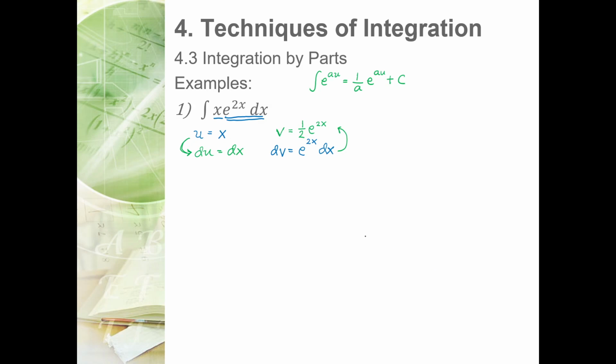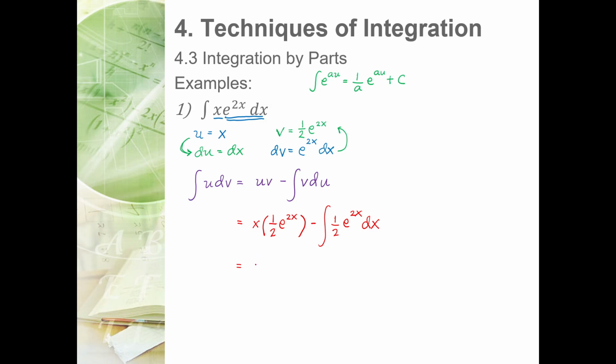So again, let's write the formula here. The integral of u dv is equivalent to uv minus the integral of v du. So following the format, u times v first, so that will be x times 1 half of e raised to 2x, minus the integral of v du. So that will be 1 half e raised to 2x dx.